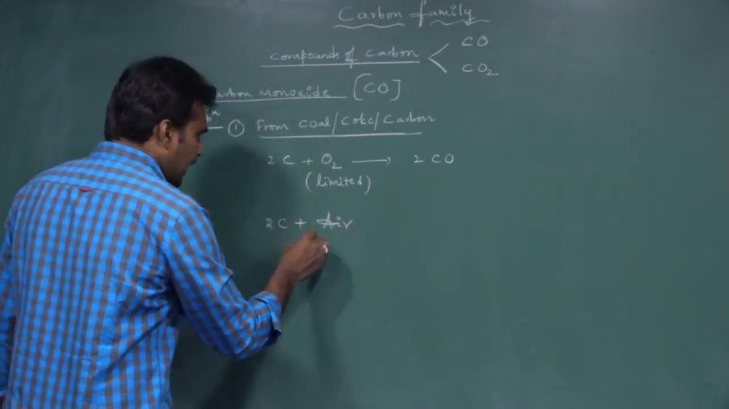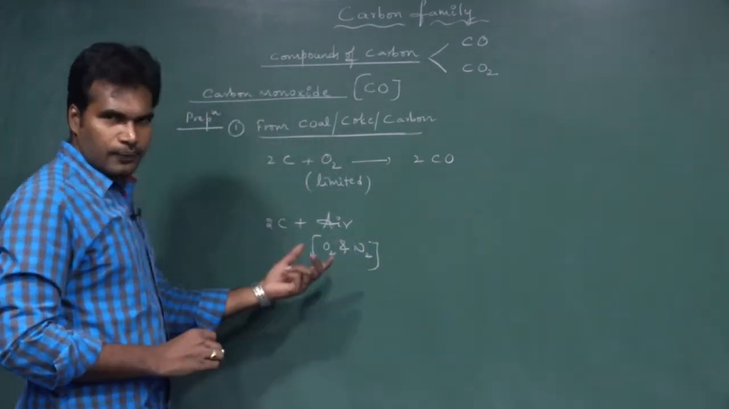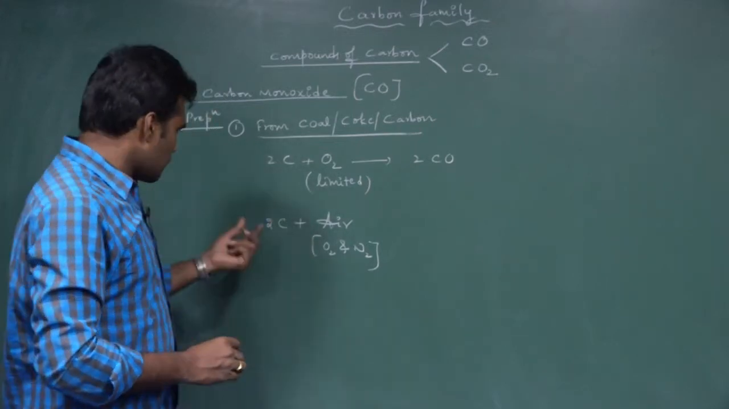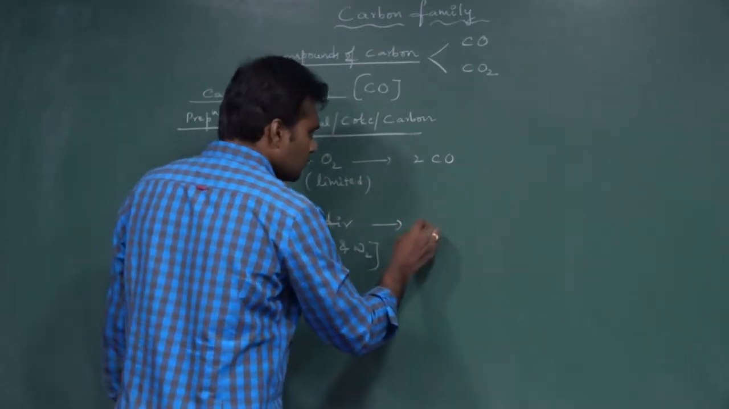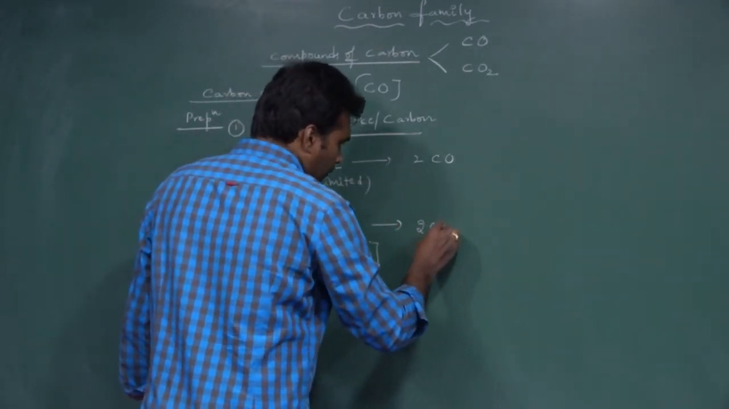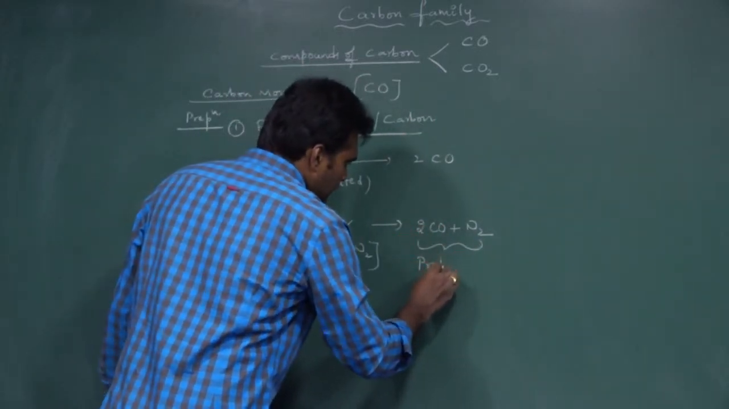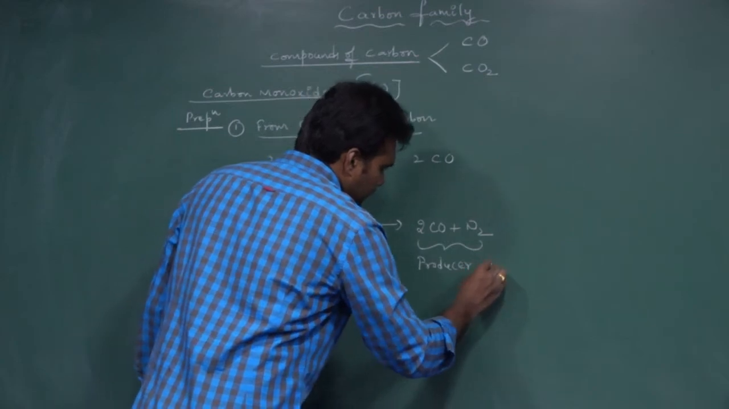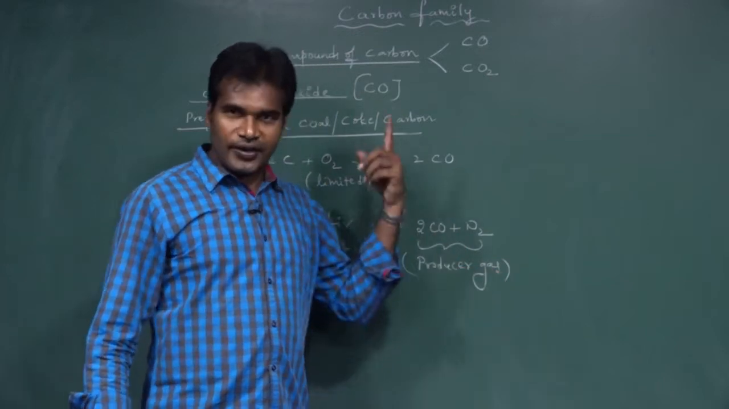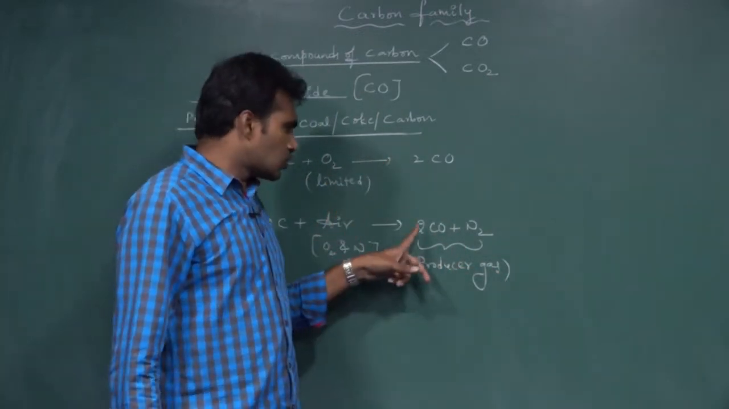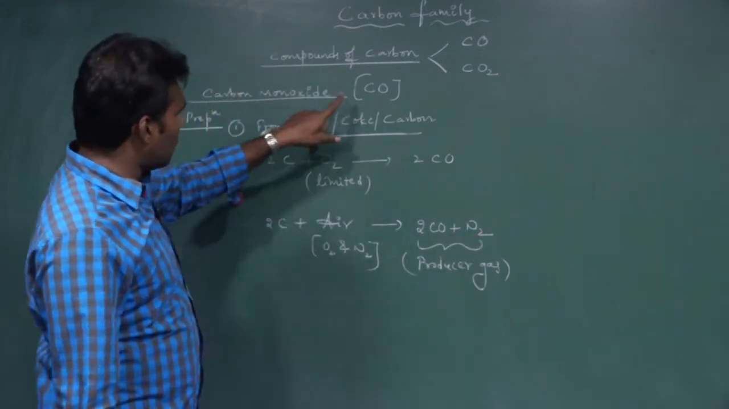As we know, in air, both oxygen and nitrogen are present as the main constituents. So when we treat the carbon with air, we get a mixture of carbon monoxide and nitrogen. And this mixture we call what? Producer gas. Remember that, it's very, very important. It's one of the energy sources, like water gas. Producer gas is also important. So the mixture of carbon monoxide and nitrogen is called producer gas.